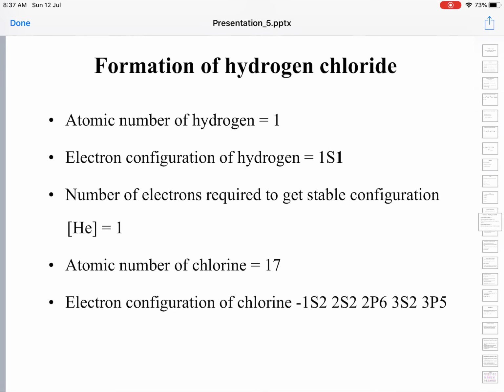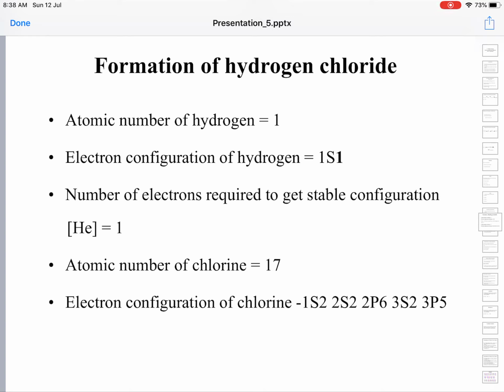Formation of hydrogen chloride. See, in covalent bond formation, so far we have discussed the formation of homoatomic molecules. Now, let us deal with the formation of a heteroatomic molecule, that is, a bond between 2 different atoms. Let us consider the example of hydrogen chloride, HCl.